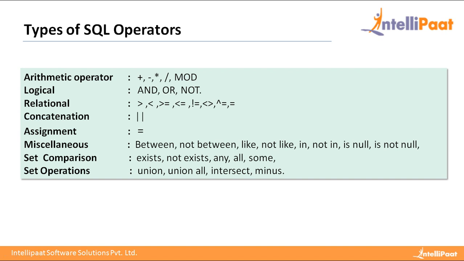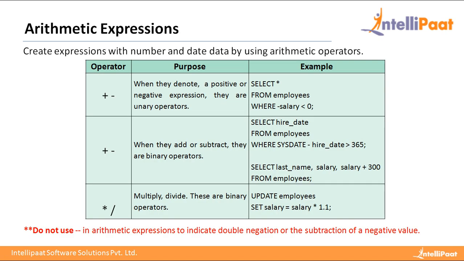Apart from this, we are having miscellaneous operators like between, not between, like, not like, in, not in, is null and is not null. Other than that, we are having set comparison operators like exists, not exists, any, all, and some. We will be discussing them in the upcoming sessions. And coming to the other one, we are having set operations. They are union, union all, intersect, and minus.